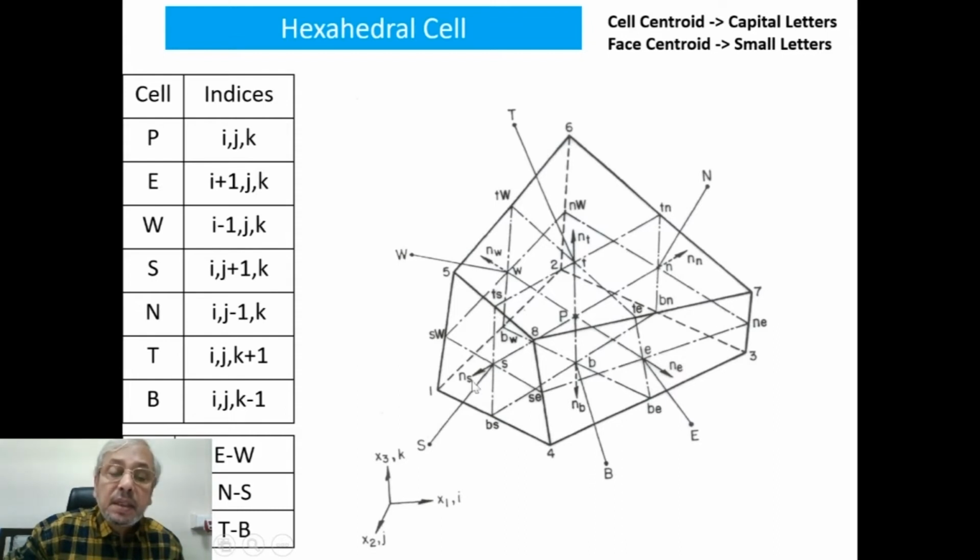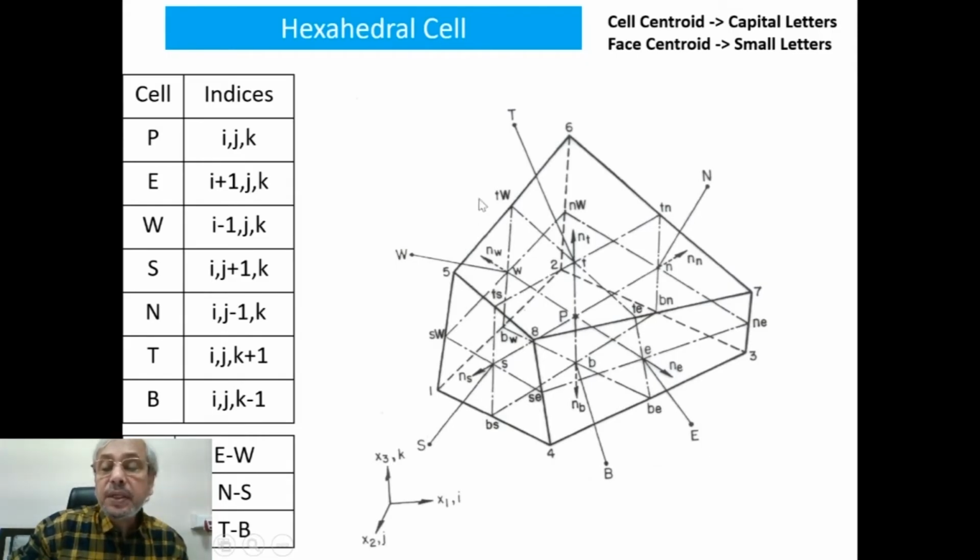Southern neighbor will be identified as I, J plus 1, K. J is basically, as you can see, in this direction, and this is the increasing J direction. So I, J plus 1, K. Northern neighbor is I, J minus 1, K. Top neighbor is I, J, K plus 1 and bottom neighbor is I, J, K minus 1.